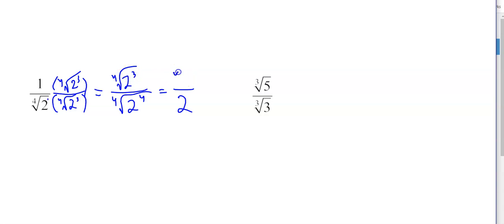And you can write that different ways. You can write fourth root of 8, because 2 to the third is 8, and that would be fine to write.